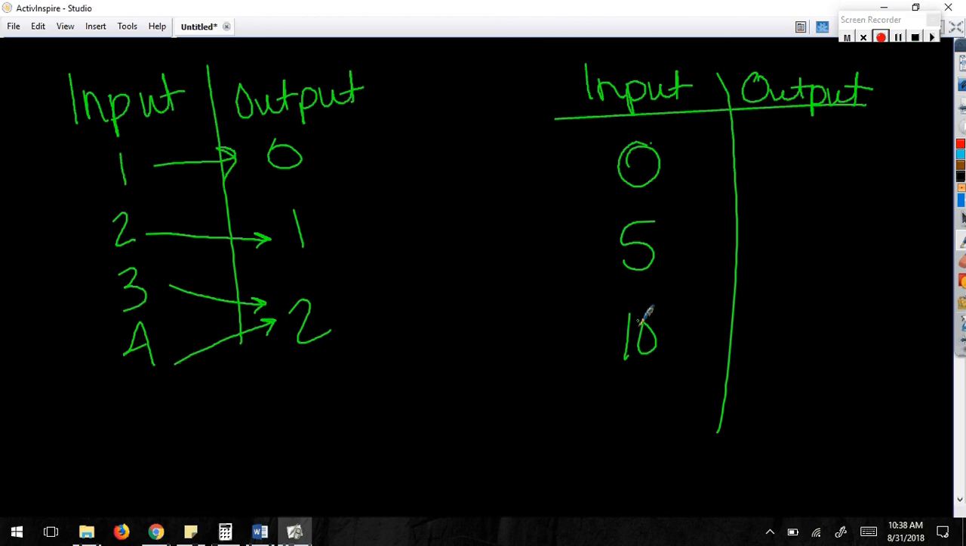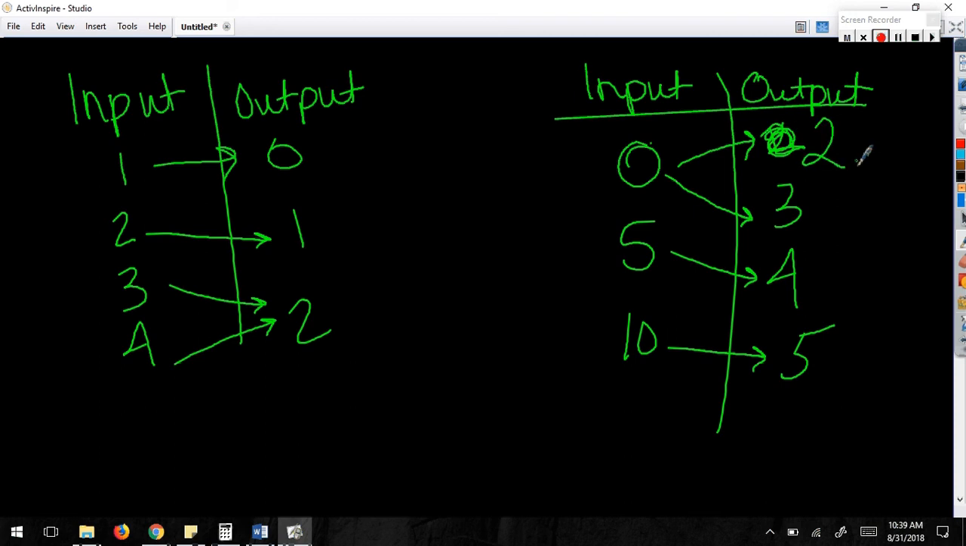Remember, input is the same thing as X, output is the same thing as Y. That's a 2. The pen slipped on me.